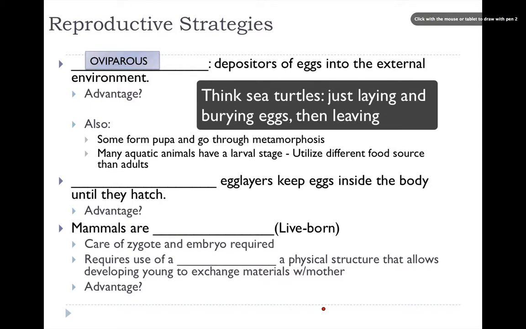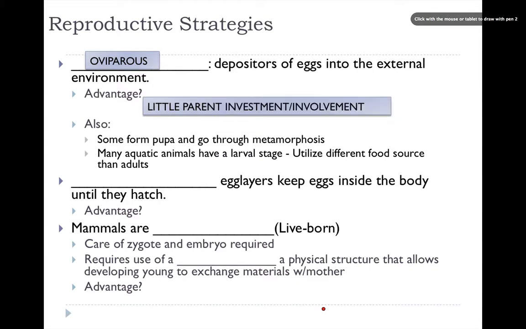And mainly in fact that they don't have to have any involvement or investment of time and energy into their offspring. They just leave their gametes, their eggs and sperm in a particular area, and chance will likely have some of them be successful. Many of them will not, but some will get lucky and survive to become adults themselves. Also, some will form pupa and go through a metamorphosis.